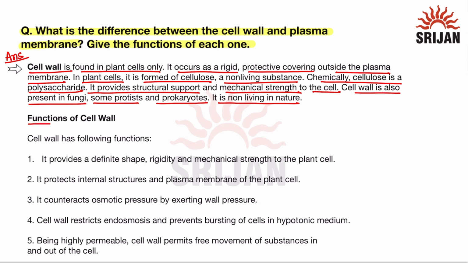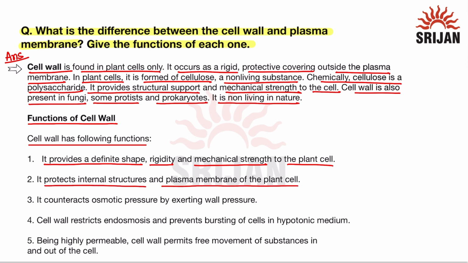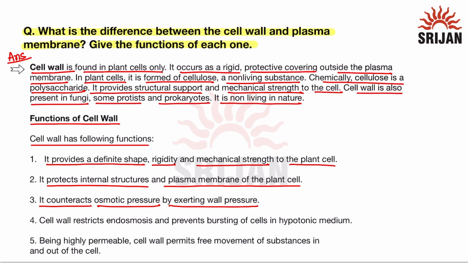Now let us read about the functions of cell wall. Cell wall has the following functions. First is that it provides a definite shape, rigidity and mechanical strength to the cell. Second is it protects internal structures and plasma membrane of the plant cell, and it also helps to protect the cell organelles that are present. Third function is that it counteracts osmotic pressure by exerting the wall pressure. Anytime osmotic pressure will be applied through the osmosis or the water molecules, cell wall also exerts its own pressure and it can counteract the osmotic pressure.